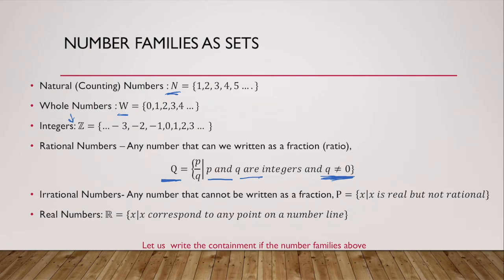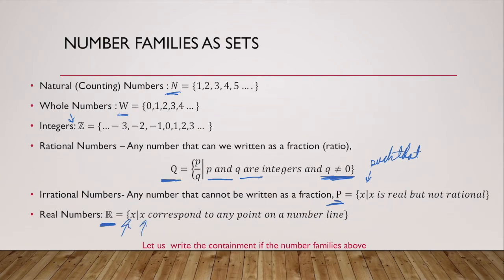The irrational numbers are, again, any number that cannot be written as a fraction, denoted with P. We say x where, that means such that. This bar is such that. If I didn't clarify that earlier, I apologize. Such that x is real but not rational. So as long as it's a real number and it's not rational, that makes it irrational. And the real numbers, denoted with this double barred R, is any x such that x corresponds to any point of the number line.